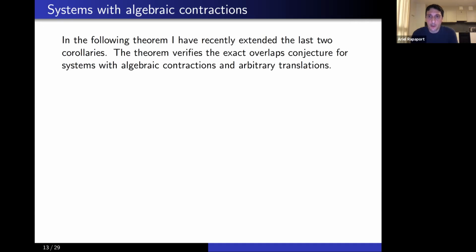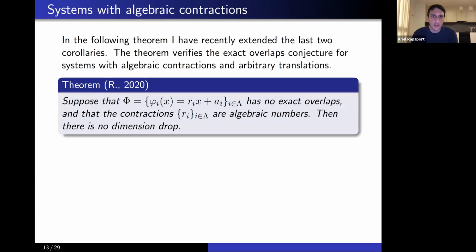The theorem verifies the conjecture for systems with algebraic contractions and arbitrary translations, and for systems with any number of maps. The theorem says the following: suppose that phi has no exact overlaps, and the contractions are algebraic, and the translations a_i are arbitrary real numbers, then there is no dimension drop.